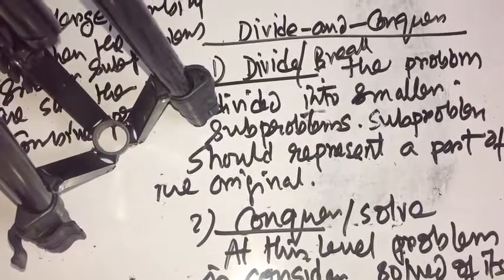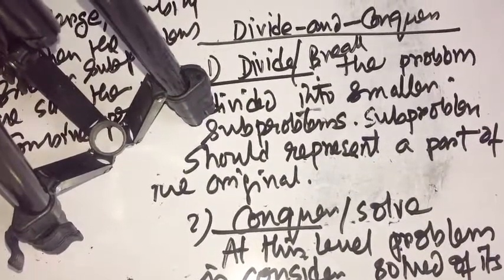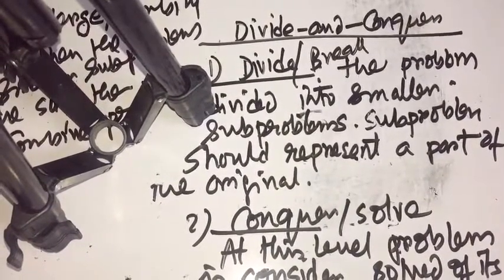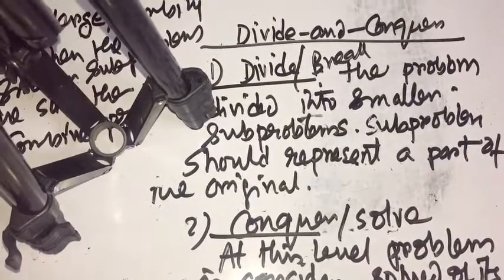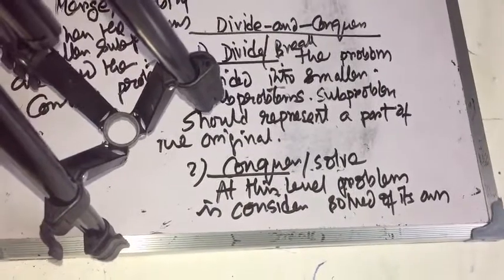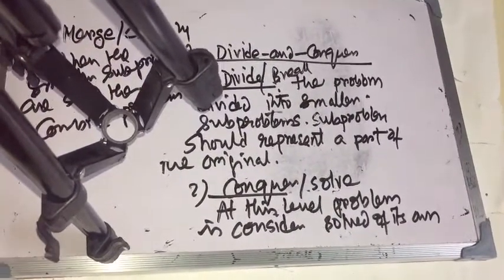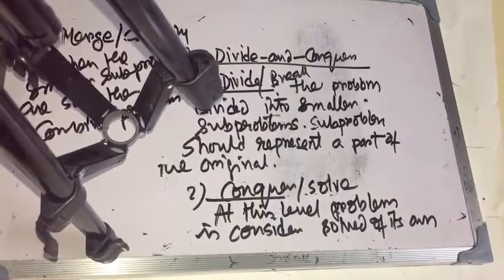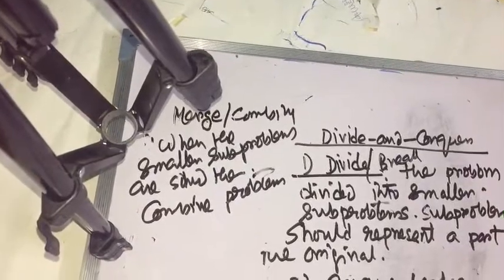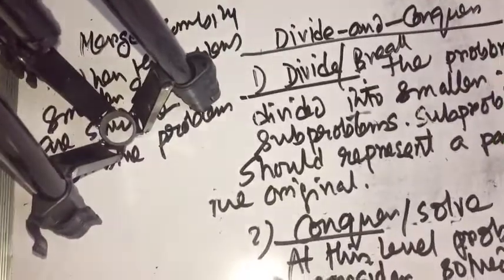So what is divide and conquer? The divide and conquer algorithm is based on dividing the problem, or breaking the problem, into smaller problems. A smaller problem is a version of the original problem. This is the divide. Then the conquer. Conquer means at this level the problem is considered to be solved of its own. All the small subproblems that we have broken into keep getting solved by themselves. Solve the problem, then finally combine those solved problems to get the solution of the original problem. So this is the divide and conquer strategy.